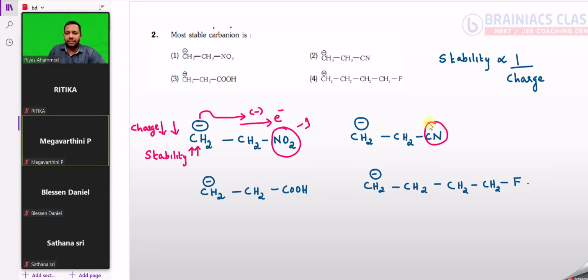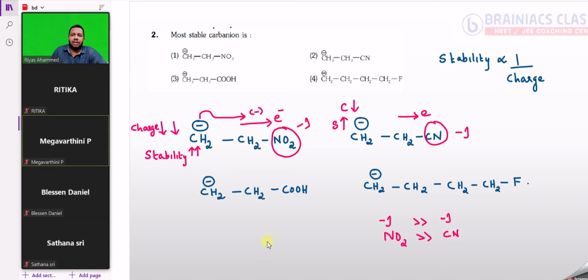Oh, here cyanide is present. Cyanide also has a minus I effect. That means it will also attract the electron in this direction. Now a question comes to your mind. Sir, NO2 or cyanide, which has the maximum minus I effect? Please remember, NO2 has maximum minus I effect than cyanide. So this is having maximum minus I effect compared to this one. So I can say here electron will move but at a lesser speed. So here also, what will happen to the charge? See, charge decreases, so stability increases, but its stability will be increasing not as fast as the first option.